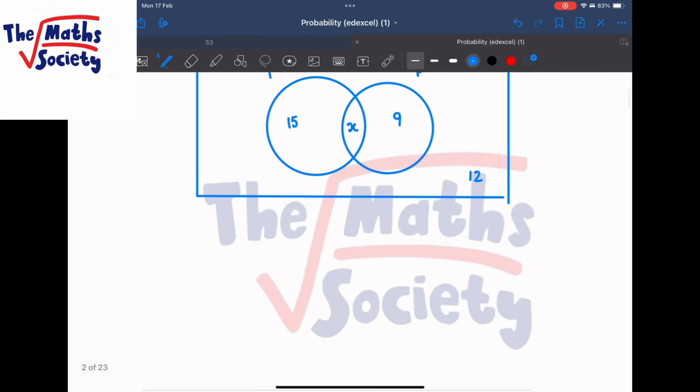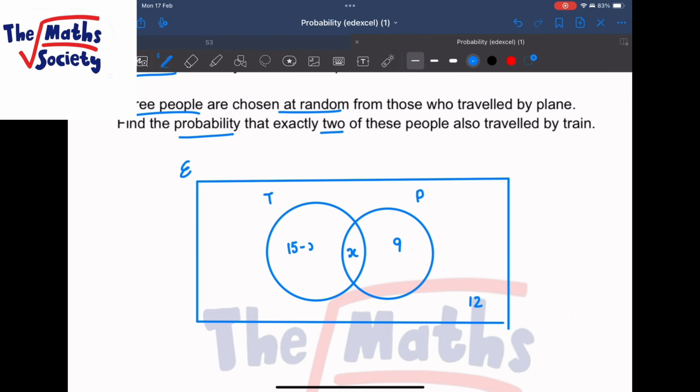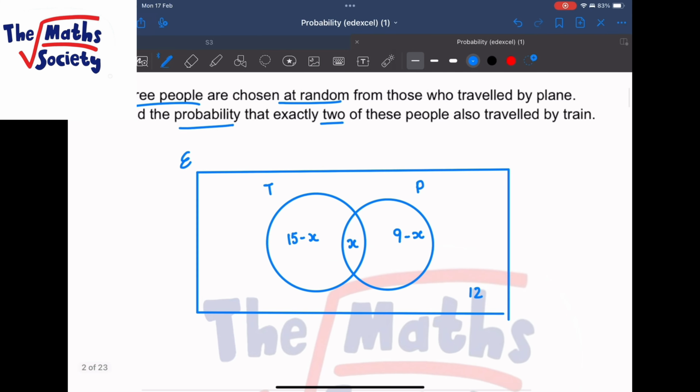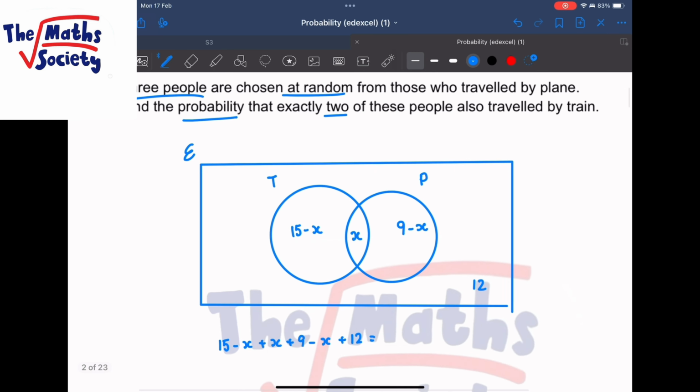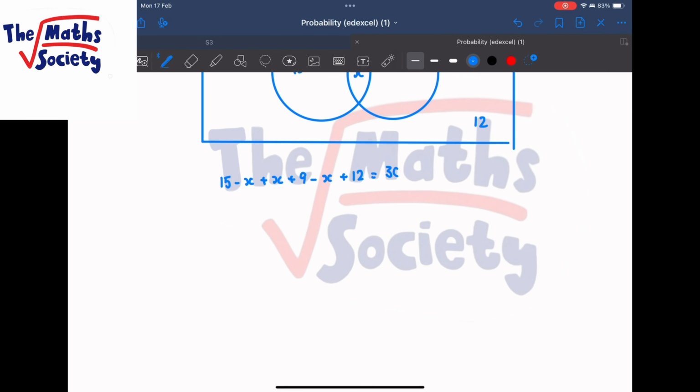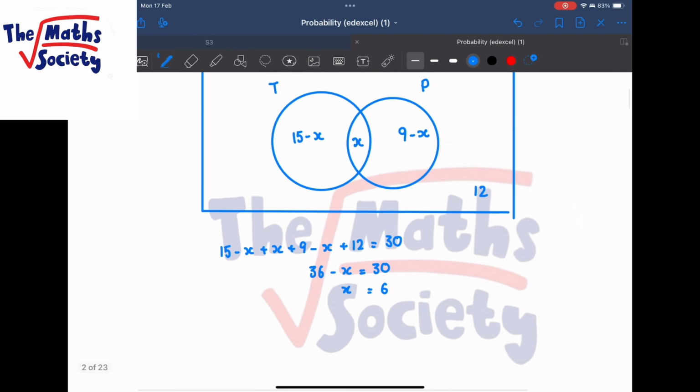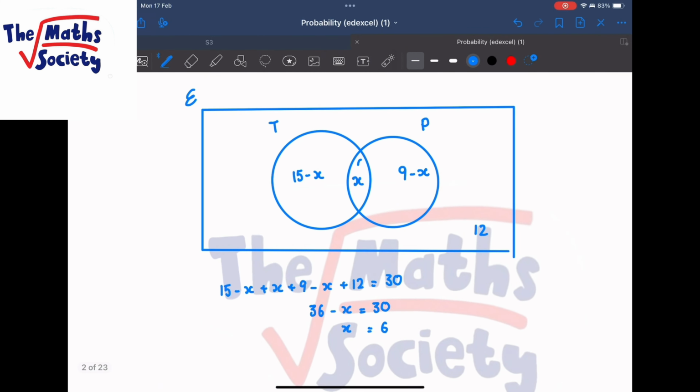But then we know that we still need to minus X because X is the common part where they travel by both train and plane. So it will be 15 minus X plus 9 minus X plus 12. That's going to equal the total, which is 30. So then you should get 36 minus X equals 30, and X is equal to 6. So now X is equal to 6, right? So 15 minus 6, that's 9. 9 minus 6, that's 3.